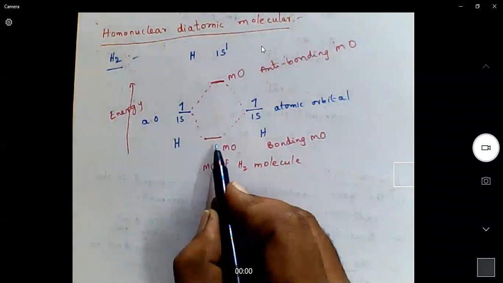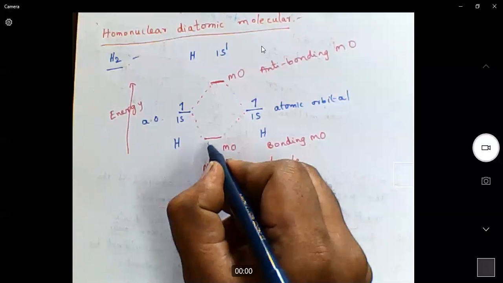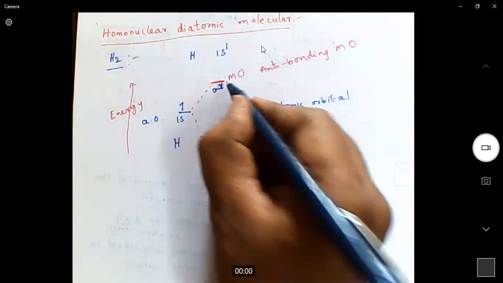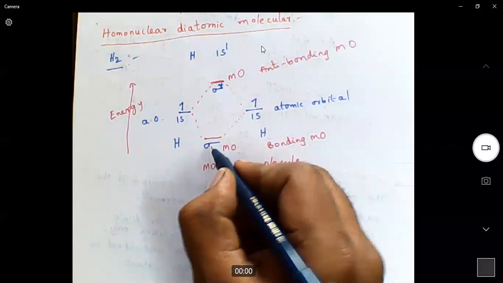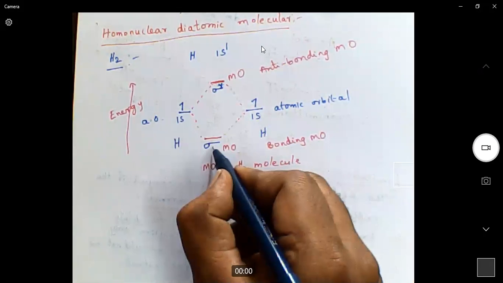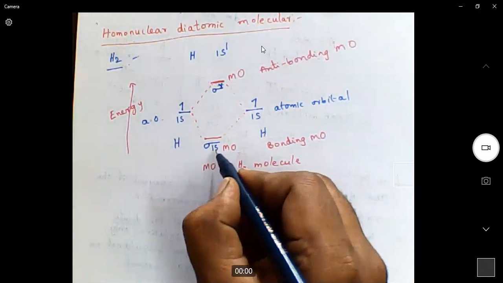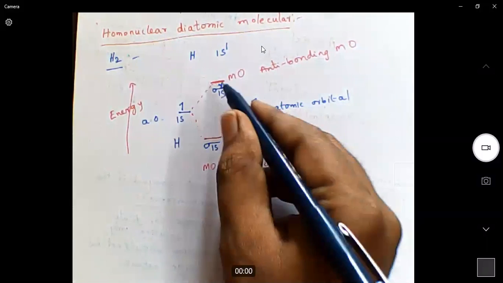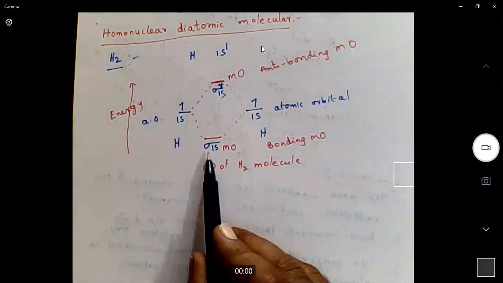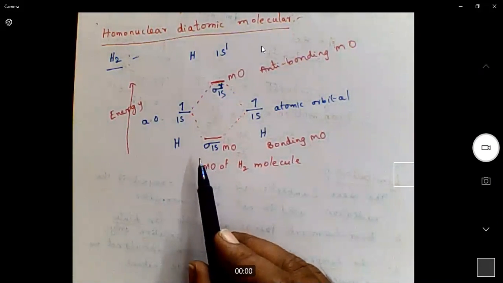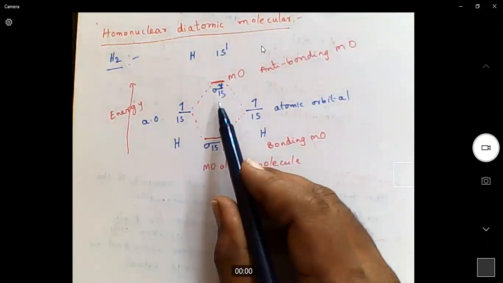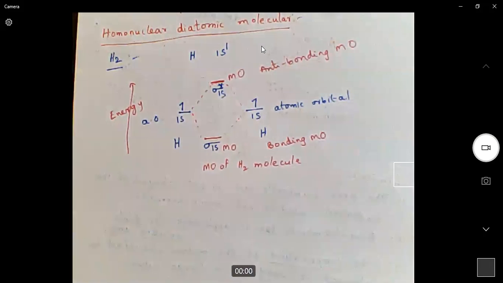Now, the generated MOs are given as sigma and sigma star. The bonding MO is given as sigma, the anti-bonding as sigma star. Because it is generated between 1s orbitals, it is given a suffix 1s. This is sigma 1s, this is sigma star 1s. This is the bonding MO, called sigma 1s MO. This anti-bonding MO is called sigma star 1s MO.